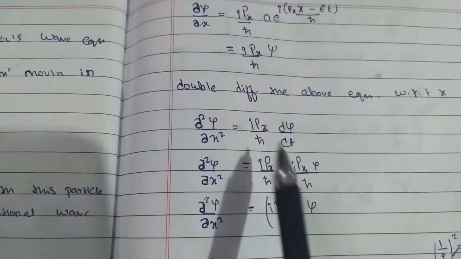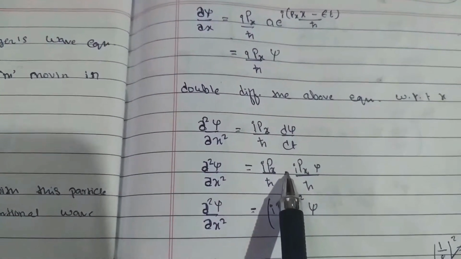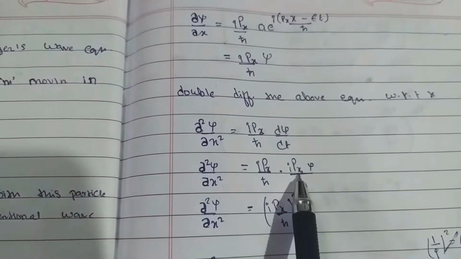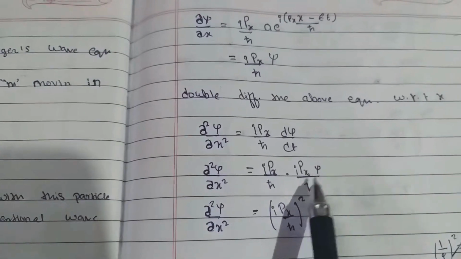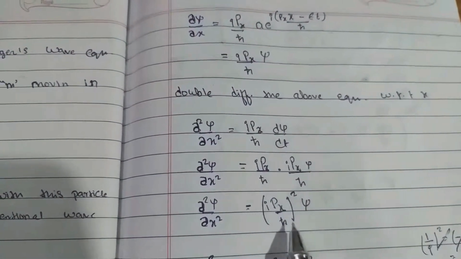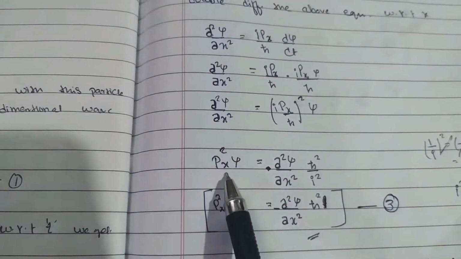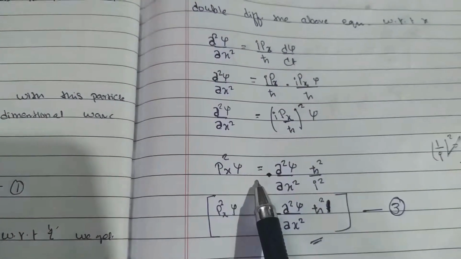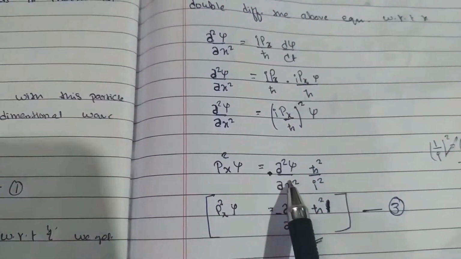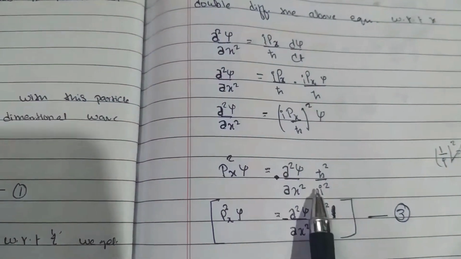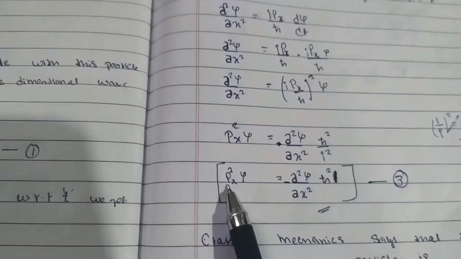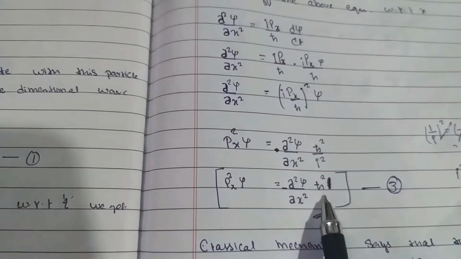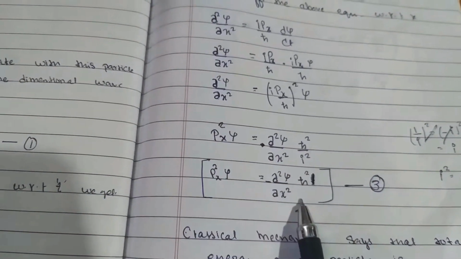Now double differentiating, we get, since these are constants, they remain the same. This will differentiate as d psi by dx, and we know that d psi by dx is equal to i p sub x psi by h cut. So this will give us this, and then p sub x square psi equals this. We have just manipulated this into simple forms to get p square, that is our momentum square, psi equals minus this and h cut.